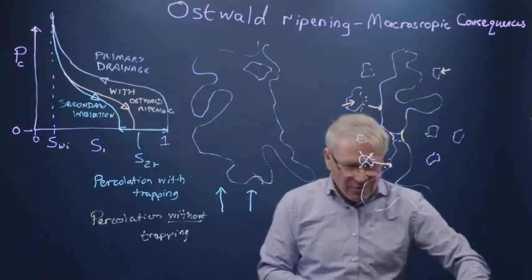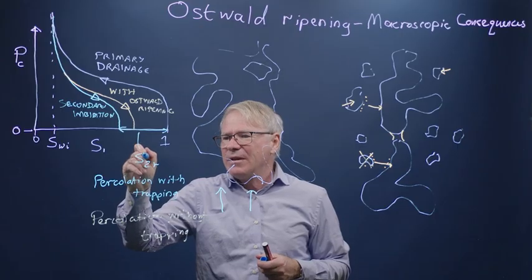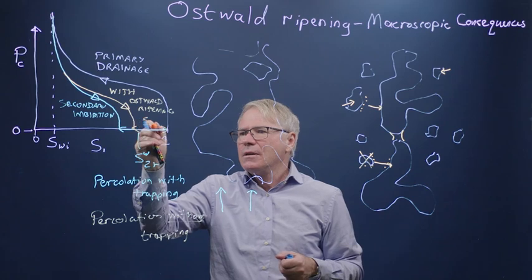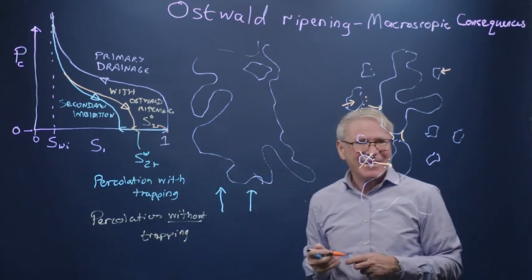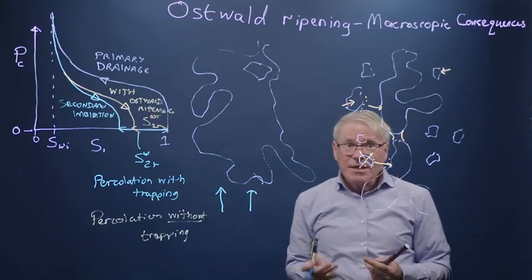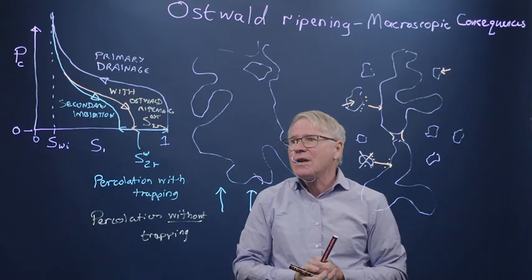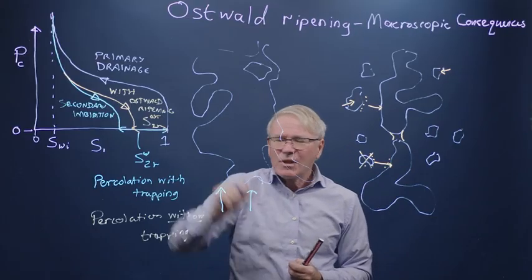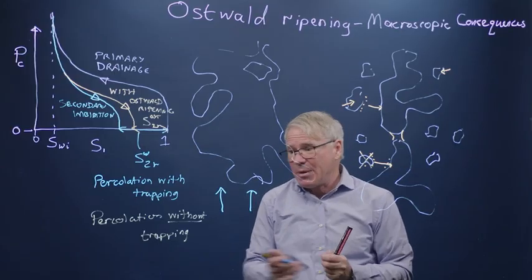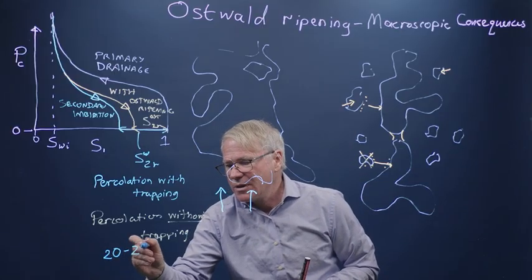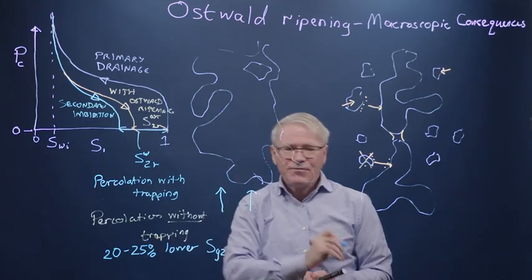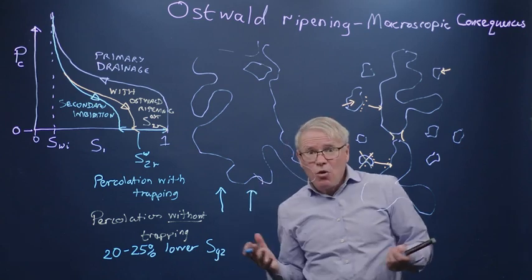So this is the residual, say, with trapping, okay? And this is the residual with Ostwald ripening, okay? Maybe you call it Ost. And what we find, and this is empirical, so we can model this process, what we find is that with percolation without trapping, you have about 20-25% less trapping. So it's 20-25% lower residual gas saturation. Okay.